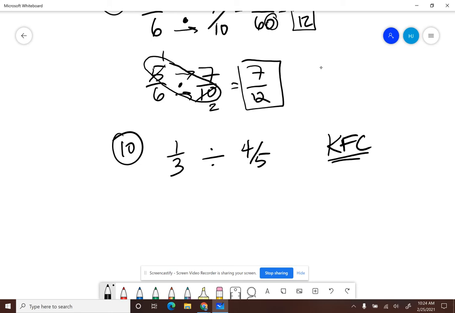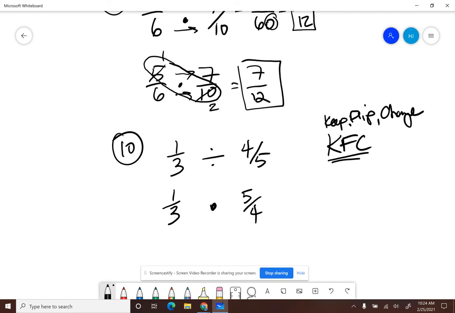So what this means is keep, flip, and change, okay? Keep, flip, change. So what that means is you're going to keep the first fraction, which is 1/3. You're going to flip your other fraction. Instead of 4/5, it's going to be 5/4. And you're going to change it to multiplication, okay? So all you're really doing with a division problem is you're changing it into a multiplication problem.